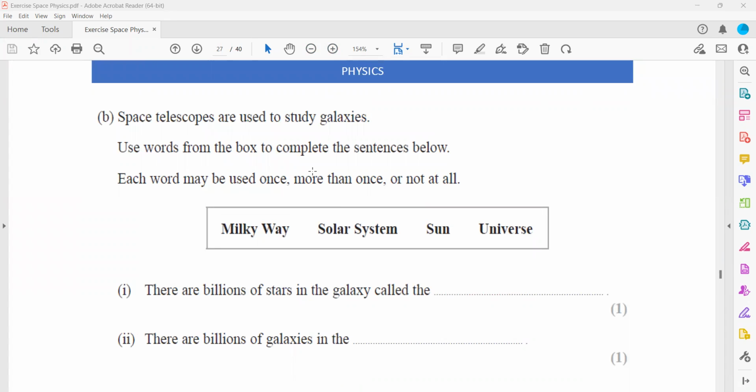You can use screen annotation and circle what we should write here. Billions of stars in the galaxy, what do we call that? So we call that the Milky Way. Then there are billions of galaxies in the, so billions of galaxies in the universe.